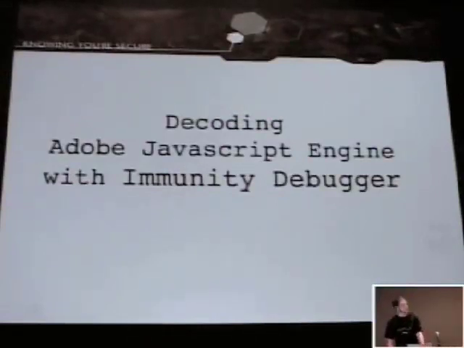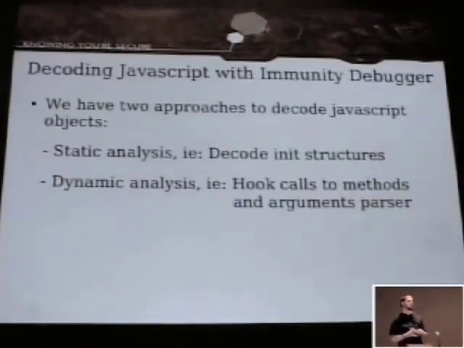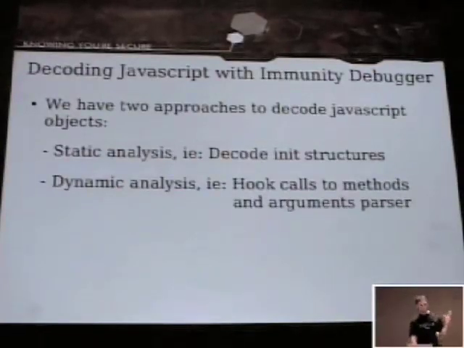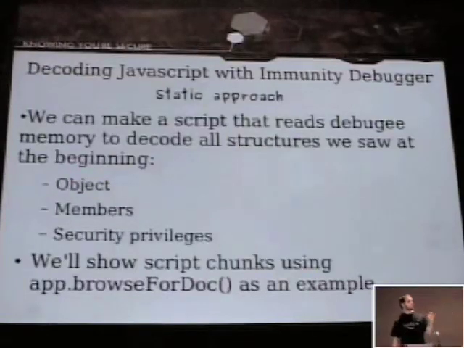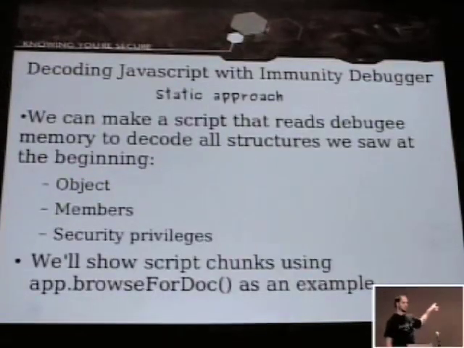So we'll try to decode all this Adobe JavaScript engine using Immunity Debugger. We have two approaches to do this: static analysis and dynamic analysis. The static analysis approach is going to try to decode all this structure we saw before, trying to get the object names, the methods and property names, and the security privileges.